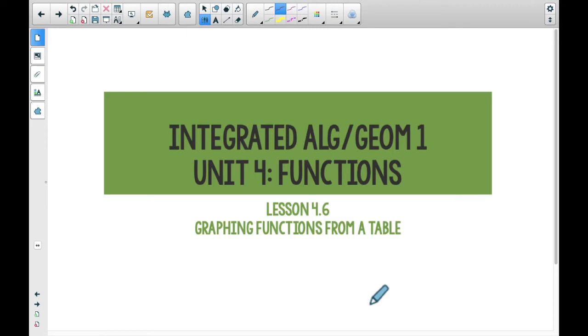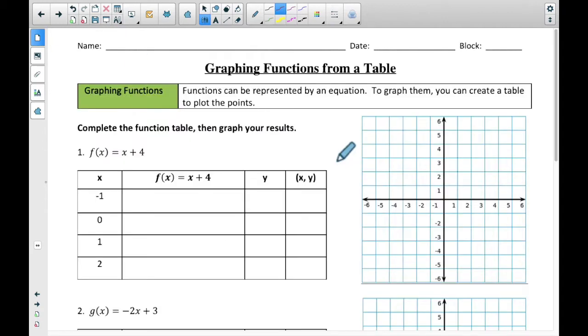Hi everyone, this video today is going to cover lesson 4.6, that is graphing functions from a table. So when we talk about functions, a function can be represented as an equation, as a table, or a graph. And there are a variety of ways to move back and forth between them, but the one that we're going to talk about today is how to take a function, an equation, and then use that equation to make a table of values, and then use that table of values to make a graph. So it's kind of a three-part process.